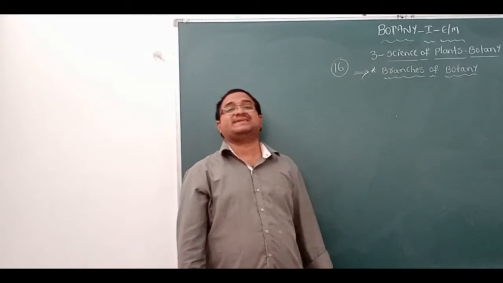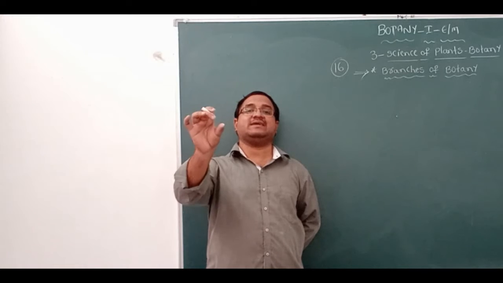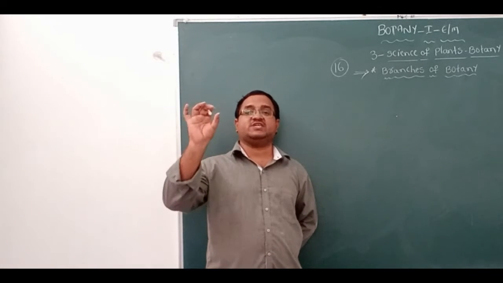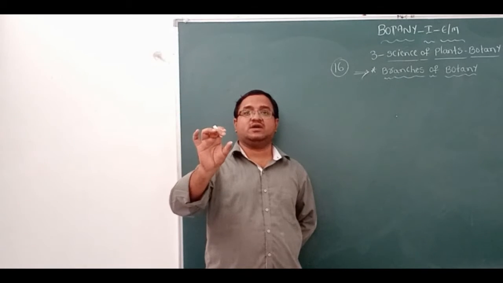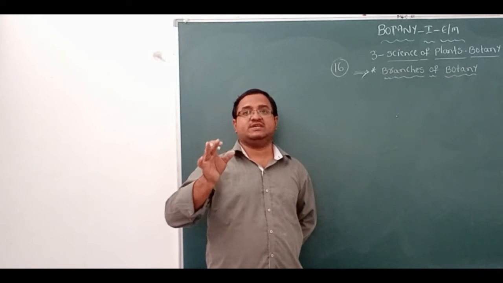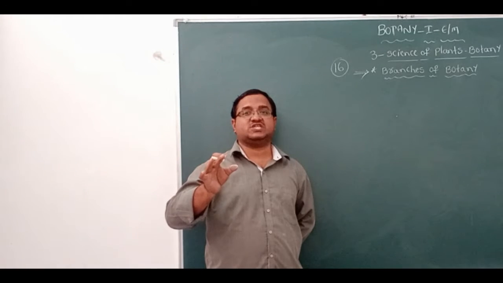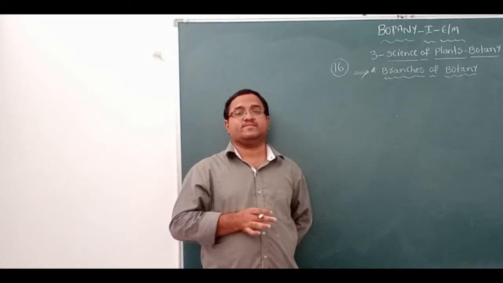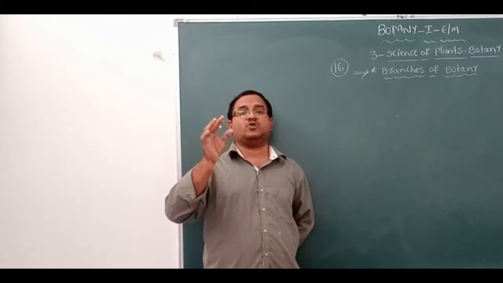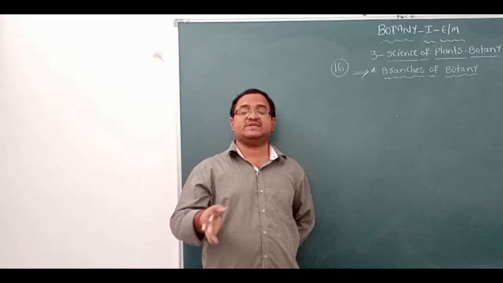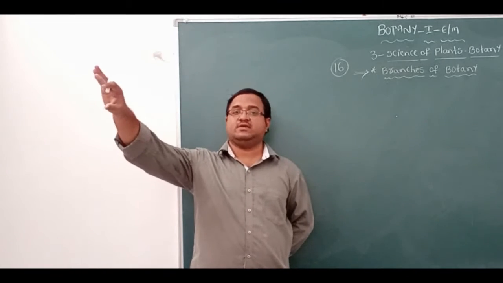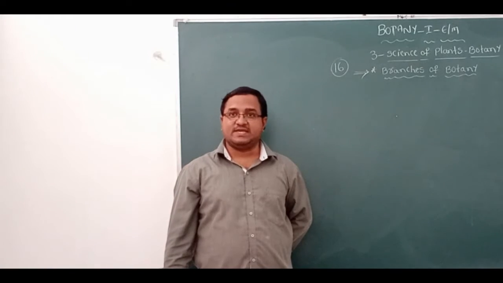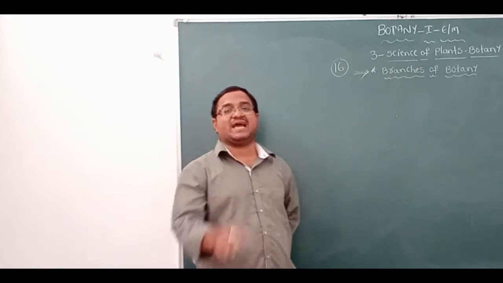Now, fifth one, taxonomy, that is also called systematic botany. In taxonomy especially, we discuss identification, nomenclature and classification of the plants. Identification means first you have to identify. Nomenclature means you have to give a particular name. Classification means based on characters you keep it in a particular group. Identification, nomenclature and classification, that is nothing but taxonomy.